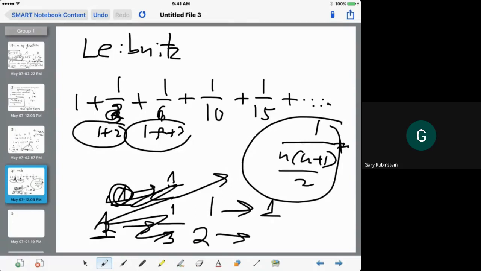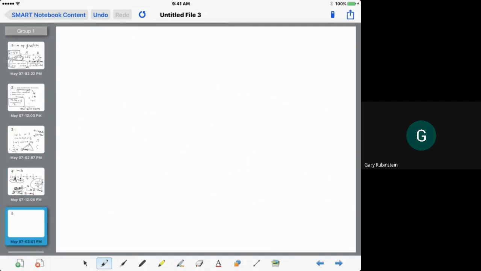2 times 3 is 6 over 2. Yes, if you plug 2 in, you get 1/3. And if you plug 3 in, you get 1/6, and so on and so on. Yeah, 0 produces an error. So the trick to this question is to take the 1 over n times n plus 1 over 2. Each term has that pattern to it.